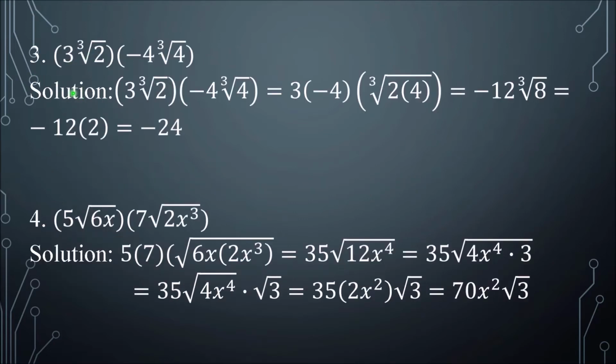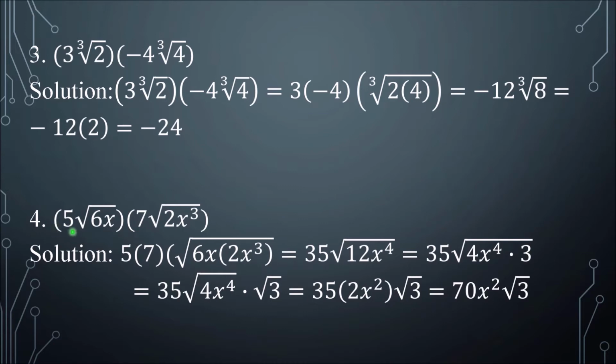Let's have number 3. 3 cube root of 2 times negative 4 cube root of 4. So first, the coefficients. 3 times negative 4 is negative 12. And then the radicands, 2 and 4. So 2 times 4 is 8. So cube root of 2 times 4 is cube root of 8. And then cube root of 8 is 2. So negative 12 times 2 is negative 24.